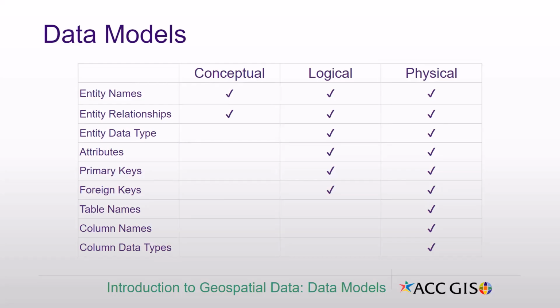In summary, you can see in this matrix, I've listed out the conceptual, logical, and physical data model stages, along with the different elements of these three types of data models. And you can see how they progressively build on each other. First, with the conceptual data model, you're identifying the entity names and relationships. Then in the logical data model, you're adding data types, attributes, primary keys, and foreign keys. Last, in the physical data model, you're creating specific table names, column names, and data types.